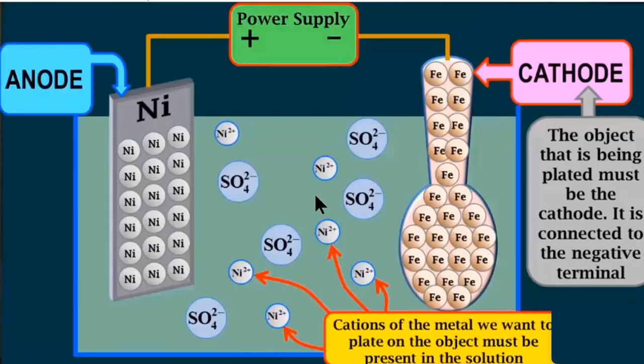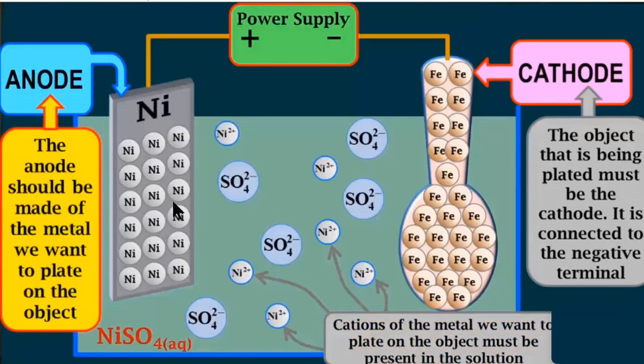Now here in this you can see nickel is there, and nickel ion is the cation which we want to electroplate here. On this iron spoon I want to put this nickel coating. So the cation of the metal we want to plate on the object must be present in the solution. So the electrolyte will always be the solution of the metal which we want to electroplate. So what is the electrolyte here? Nickel sulfate aqueous, because water is also there.